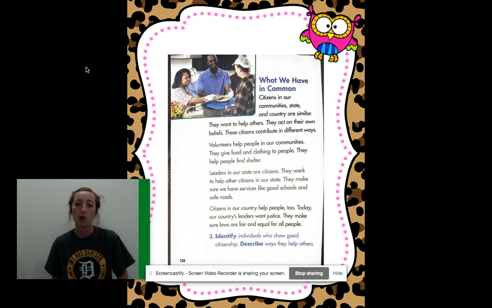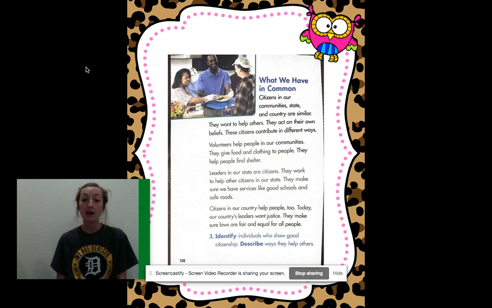What we have in common. Citizens in our communities, state, and country are similar. We want to help others. They act on their own beliefs. These citizens contribute in different ways. Volunteers help people in our communities. We give food and clothing to people. They help people find shelter. Leaders in our state are citizens. They work to help other citizens in other states. They make sure we have services like good schools and safe roads. Citizens in our country help people too. Today, our country leaders want justice. They make sure laws are fair and equal for all people.